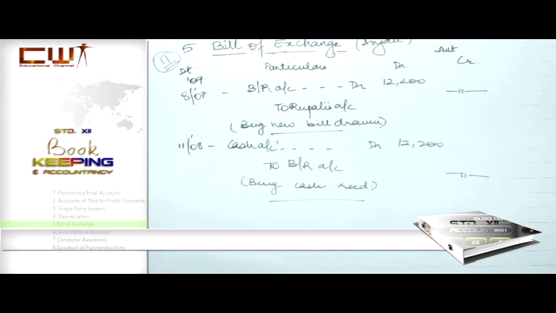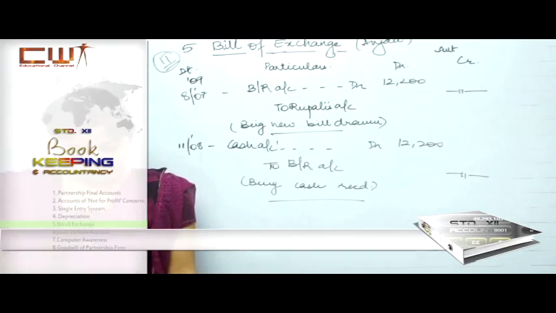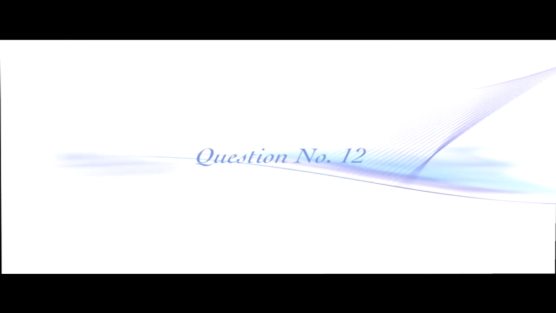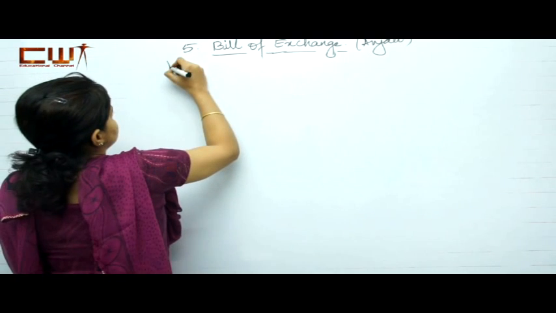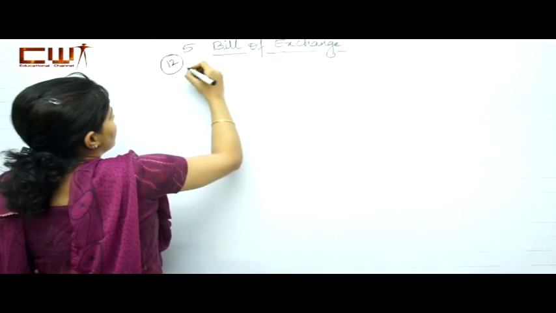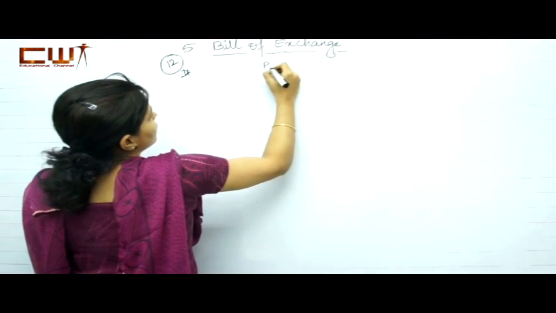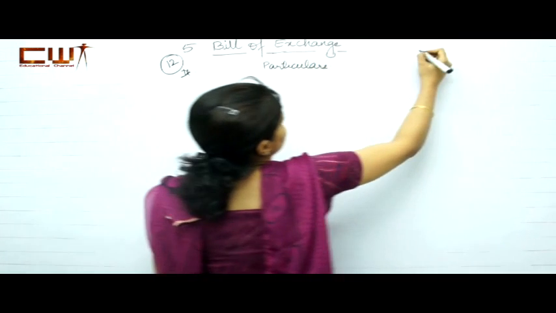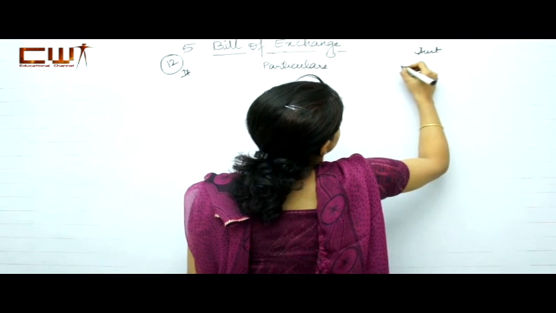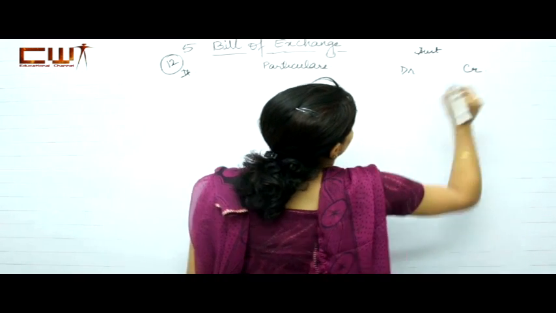This is the 11th question that we do. Last is the 12th question that we will undertake. Question number 12. You have again the date written. You have the particulars column. And then you have the amount, that is debit and credit.